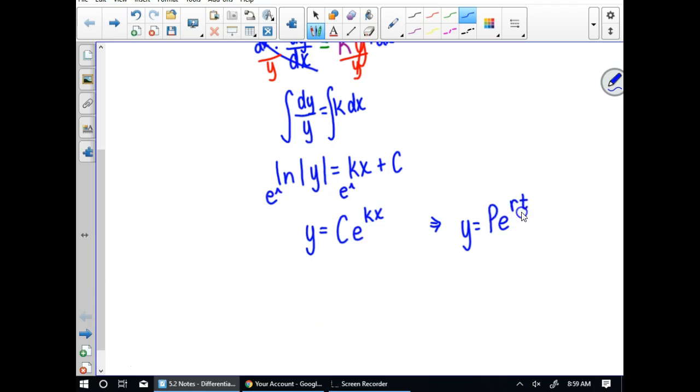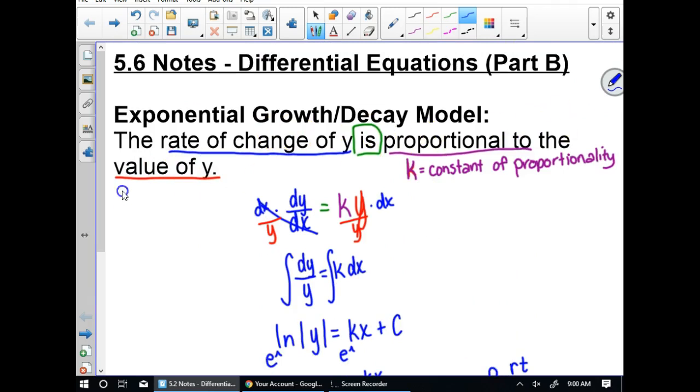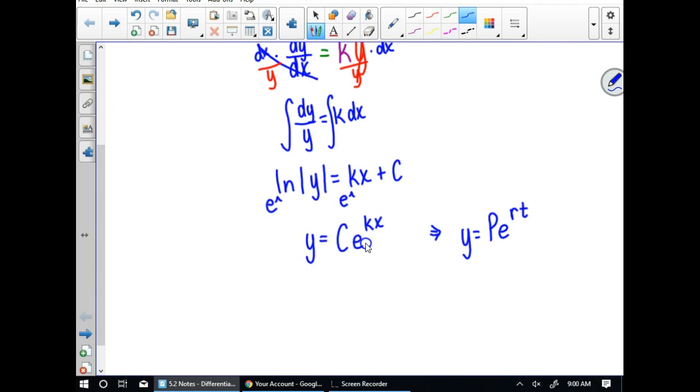Here, P e to the r t, P is principal because usually it's used for investment sort of stuff. So P is principal, e to the r is your rate and t is your time. So here, this is just a more general form, c e to the kx, where it is really the same thing, but a little more general and not specific to interest, but could be used for interest. So if you read this, the rate of change of y is proportional to the value of y, then that means you're going to end up with y equals c e to the kx or kt or whatever you want to use. Call it y equals p e to the rt. That's fine if you want.